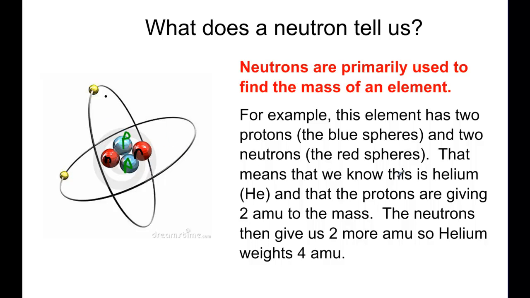So it means that it's helium because we have 2 protons. And helium is number 2 on the periodic table. Alright, so they are giving the mass of 2. Helium has a total mass of 4, so that means we have 2 neutrons.